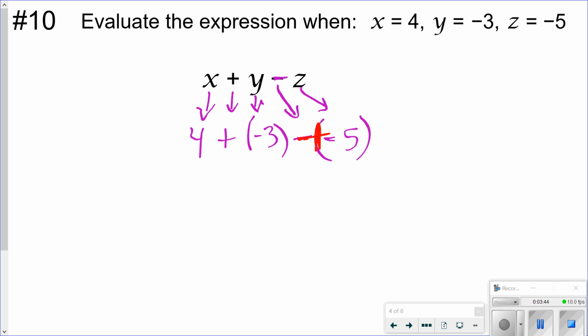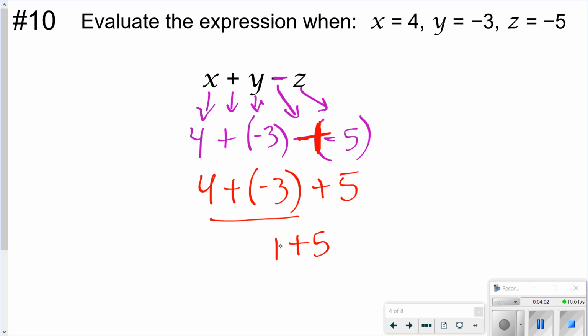And let's rewrite this expression. 4 plus -3 plus 5. All right, I'm going to go ahead and just go left to right. 4 plus -3 is a 1. And then we drop down that plus 5, and then 1 plus 5 is 6. Final answer is 6.